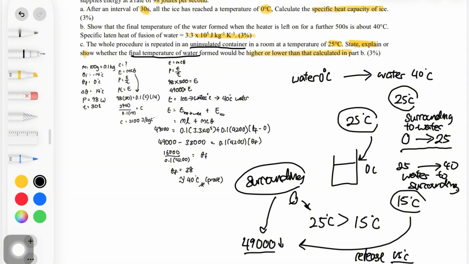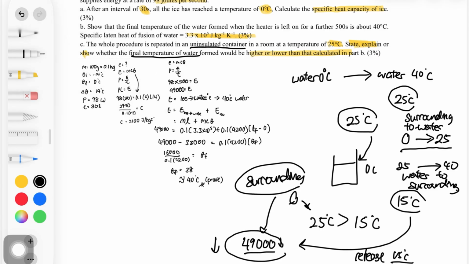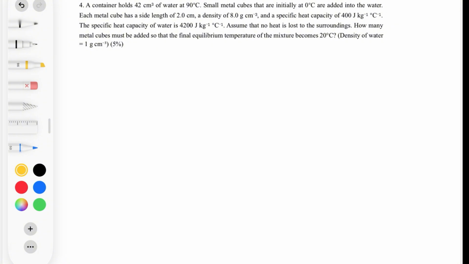So we can understand that the energy supplied from the surrounding is much higher than the energy lost from 25 towards 40. It starts with 49, but now it's lower than 49 because some of the energy is supplied from the surrounding towards the water, which lowers the energy required to reach 40 degrees. And it will reach a higher temperature if we continue using 49 kilojoules of energy. Okay, so this is how it is. Okay, let's do the next question.